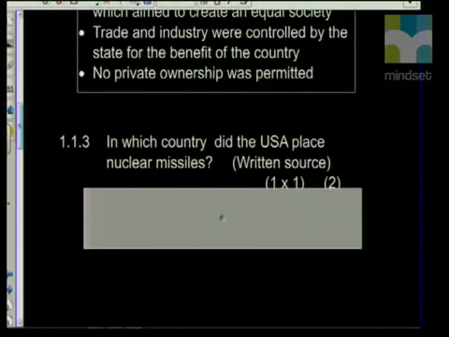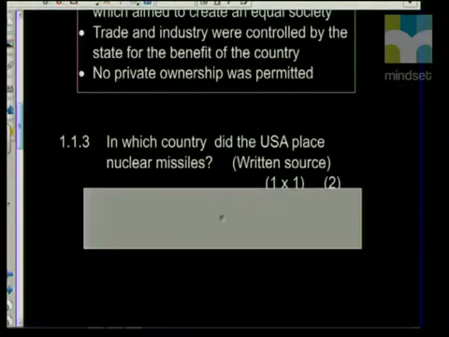And remember, I said to you that the written source will obviously trigger that understanding, but it will be based on your own memory as well. Then the next question is, in which country did the USA place nuclear missiles? Again, they've given you instructions there that this is from a written source. So we're not dealing with the visual source yet. You know that you need to go to the written source, but you're also using your own information there.